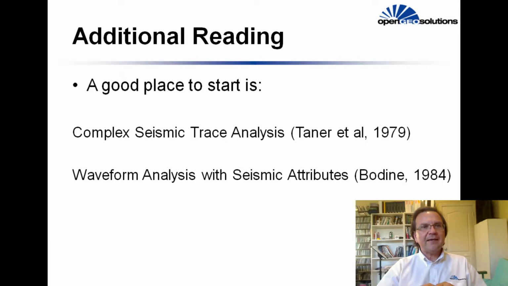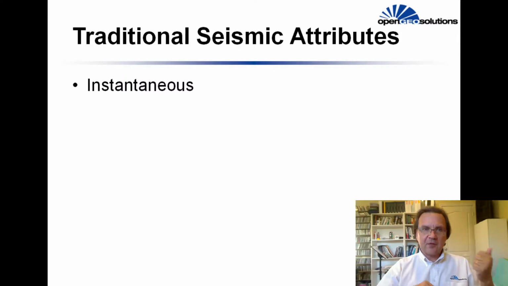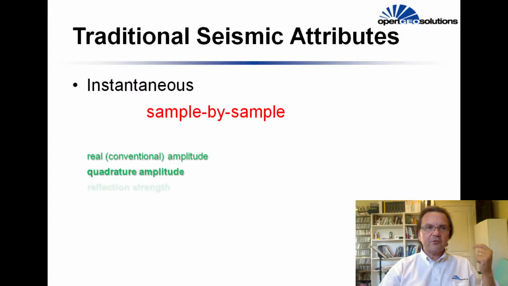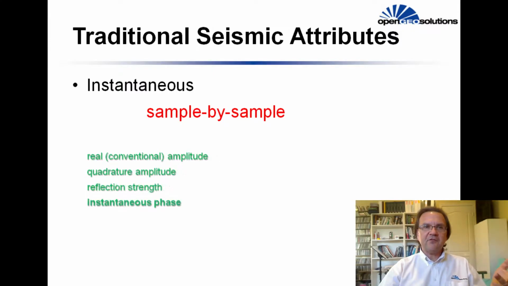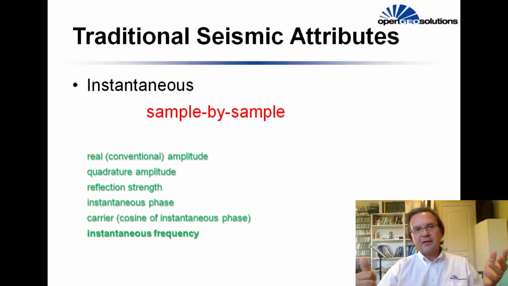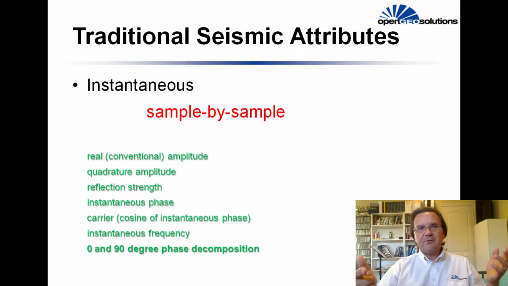These attributes fall into two main categories, instantaneous and response. Instantaneous attributes characterize sample-by-sample variability that makes up the seismic trace. They include real amplitude, quadrature amplitude, reflection strength, instantaneous phase, cosine of instantaneous phase, instantaneous frequency, and also 0 and 90-degree phase decomposition.